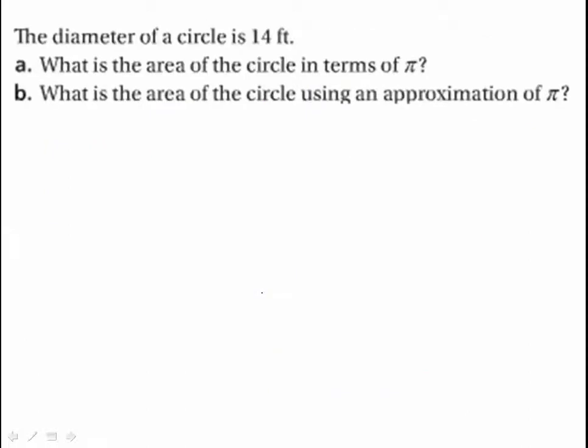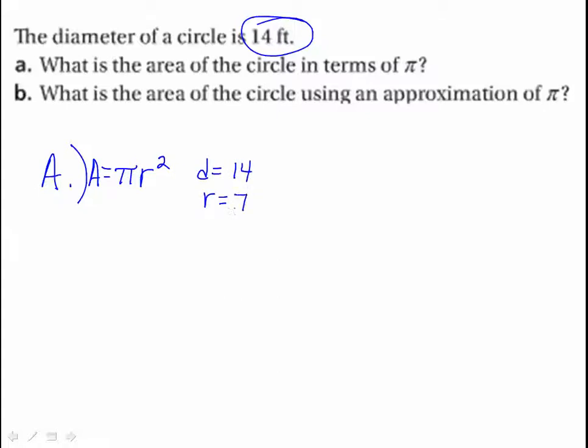In our next example, we're again looking at a circle, but this time, instead of being asked to find the circumference, we're asked to find the area. So on A, the area of a circle is found using pi times radius squared. The diameter is 14 feet. If the diameter is 14, remember the radius will be half of that, so the radius is 7.